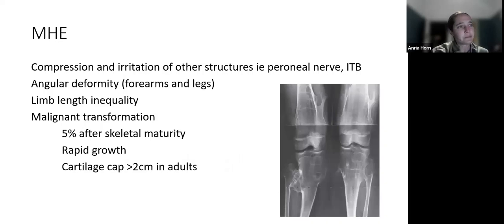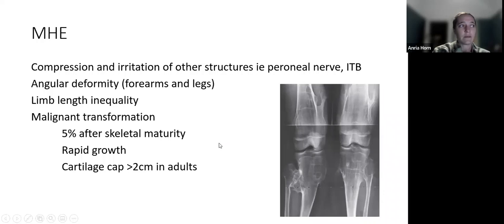That's just my theory. Anyway, so this is what the X-rays would look like. The exostoses grow away from the growth plate, so they always have the apex of the deformity in the opposite direction of the actual physis. And they can cause deformities due to irregular or unbalanced growth. And then, like I said, it can also cause compression and irritation of other structures, such as the peroneal nerve or the ITB, depending on the location of the osteochondroma. It can also lead to limb inequality for the same reason.